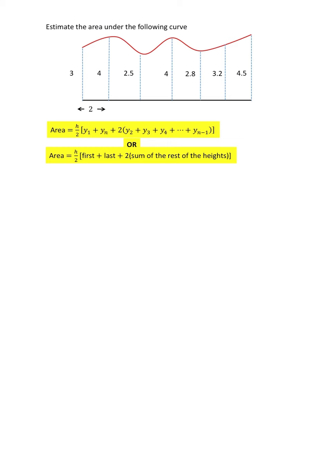So here we need to estimate the area under the following curve. So straight away we can see our h is going to be 2. Okay, so I'm just going to write that as h equals 2, and that 2 is going to be the exact same throughout all of these. So we have 2 over 2, then y1, that's the first term, so that's going to be 3, plus yn, that's the last term, so that's 4.5, then plus 2 times the sum of the rest of the heights.